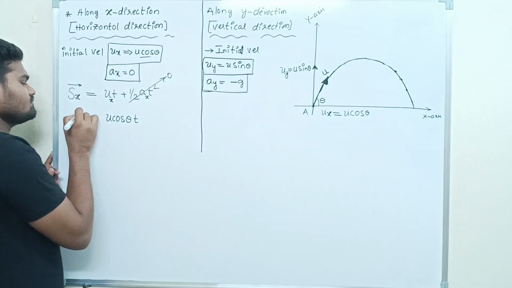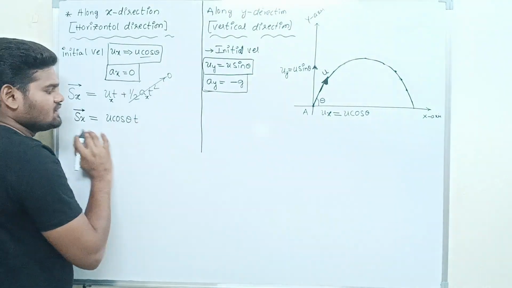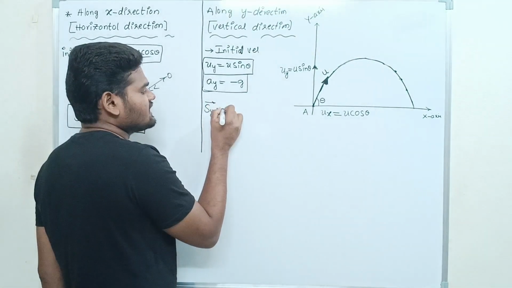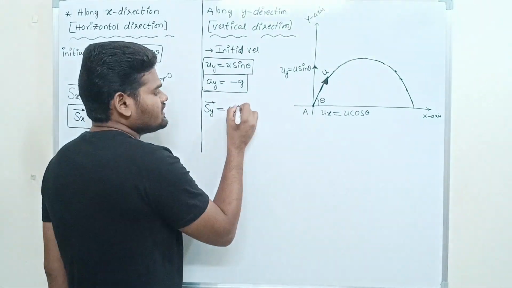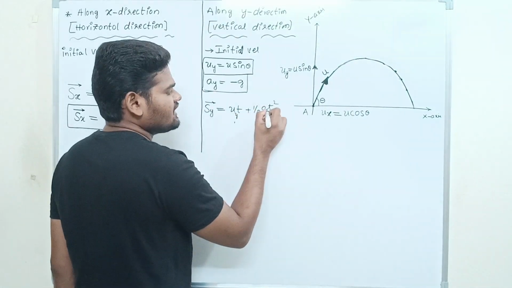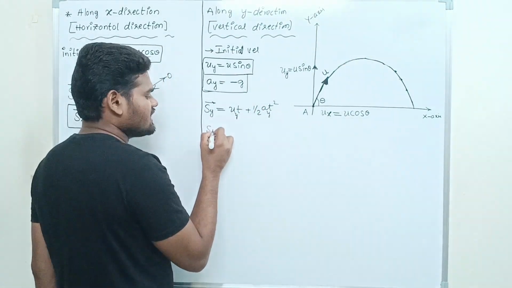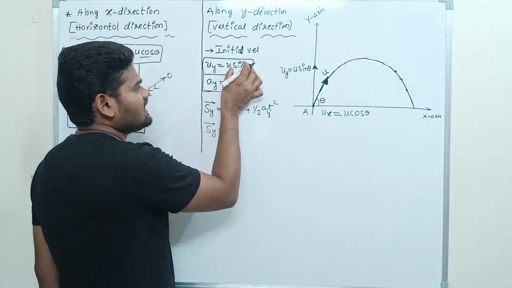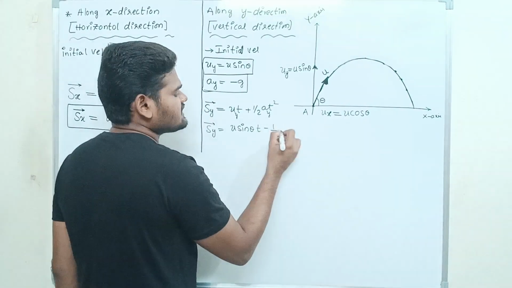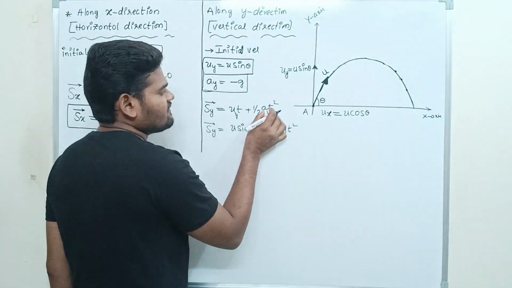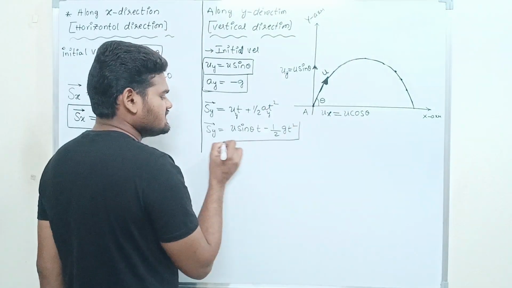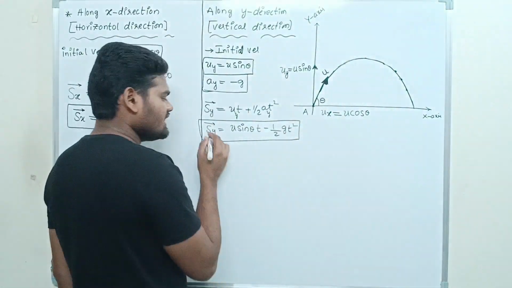Okay, right. So the displacement of the object along y direction, Sy, equals ut plus half at square along y direction, that is uy and ay. So Sy equals uy t. What is the value of uy? u sin theta into t minus half g t square. So ay is what? Minus g, plus into minus gives minus. So this is the displacement of the object along y direction.